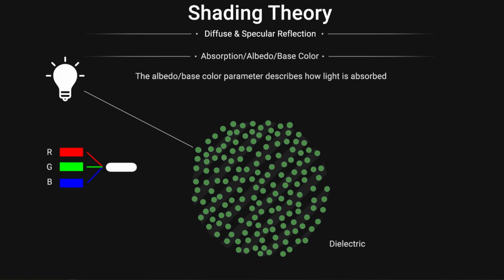Now, how is it that we see color? Well, like I said, it's through absorption. What ends up happening here is that if something is green, the red and the blue colors are being absorbed, and what's left over is green.